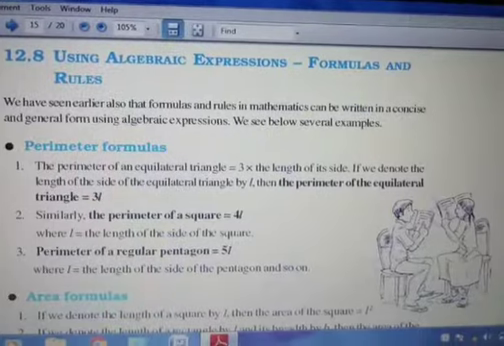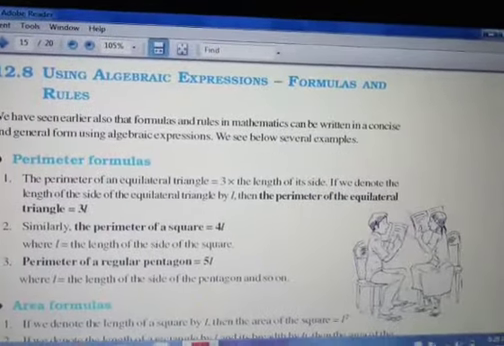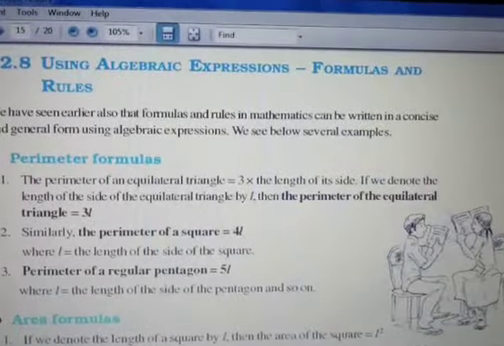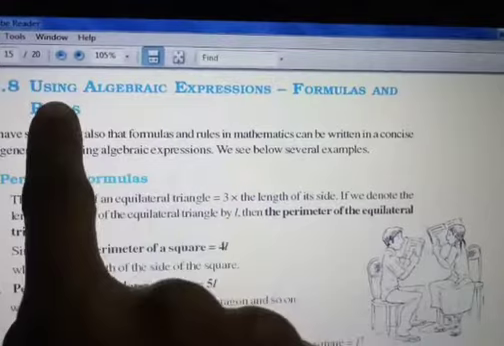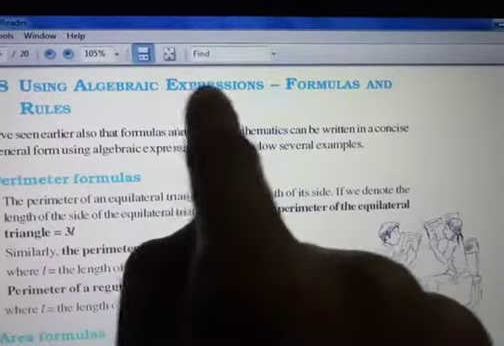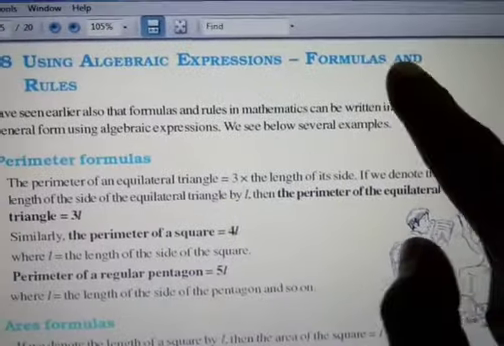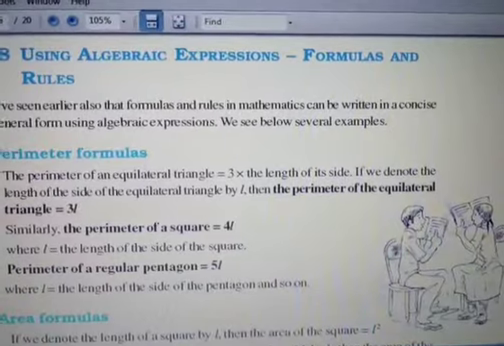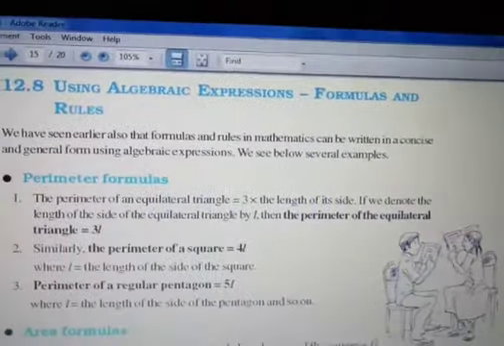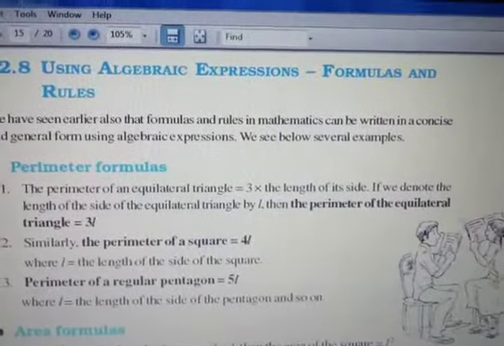Next you can take page number 243, children. In that they have given a few theory concepts using algebraic expressions. Using these expressions, we are finding a few formulas and rules. Okay, what are the formulas that we are going to discuss today? Perimeter formulas. We are going to discuss the perimeter of certain figures.